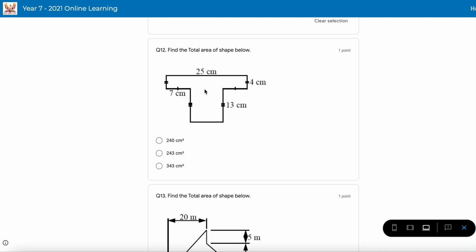So I'm going to slice it along here. And then I'll end up with this long skinny rectangle here. And my second shape is going to be this larger rectangle here. It looks almost like a square.